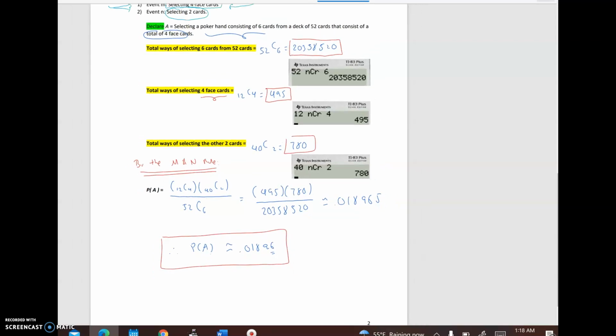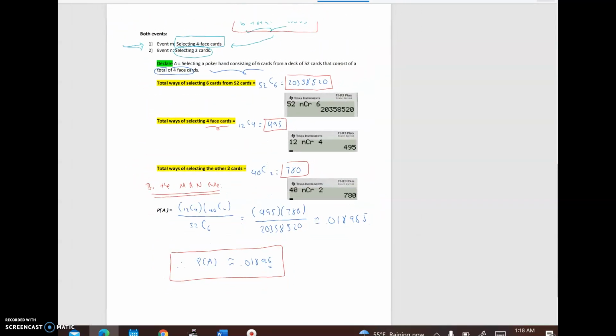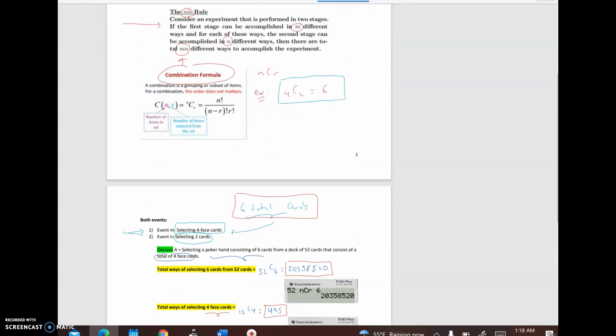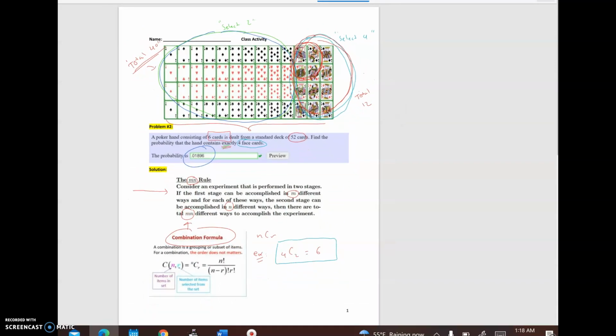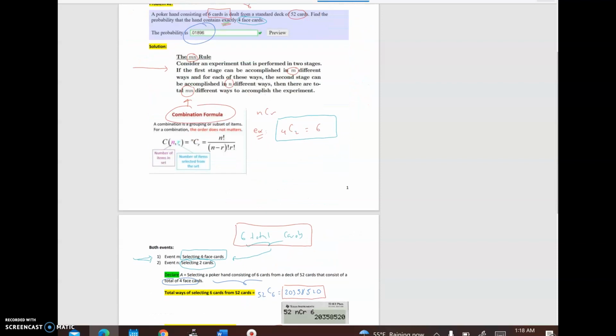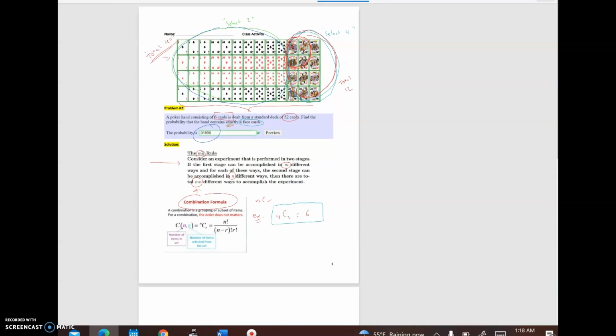So the wording on this specific problem actually introduced 2 main additional formulas: the Eminent Rule, which requires a multiplication of the selection of the 4 cards and the selection of the other 2 cards, and then also, for the selections, the combination rule. That's it for this one. It did turn out to be a little bit messy, but that is pretty much it. Also, don't forget 5 values in the rounding.